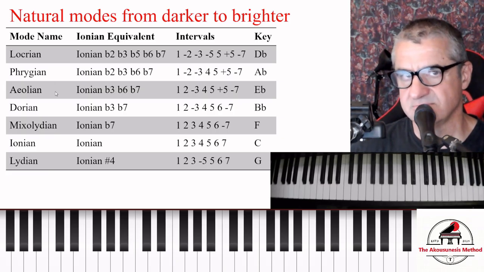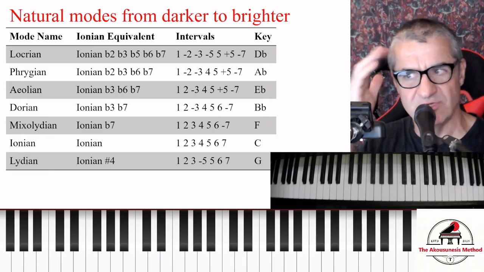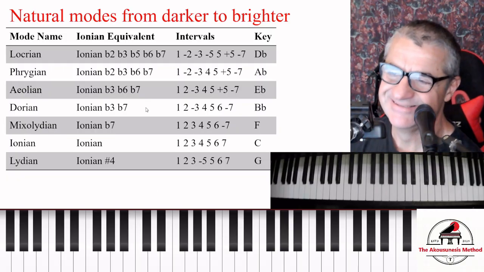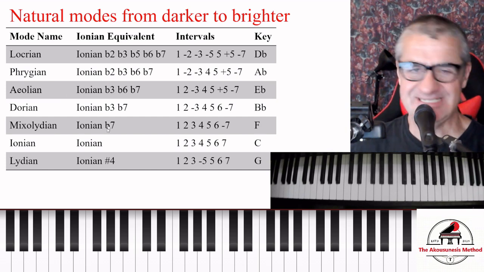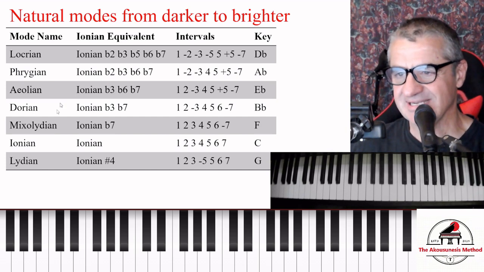So Aeolian has a modal equivalence of Ionian -3, -6, -7. So we're doing some reasonably advanced thought in our brain, but this is basic modes. It's basic theory. But all right, let's have a look at a Dorian.